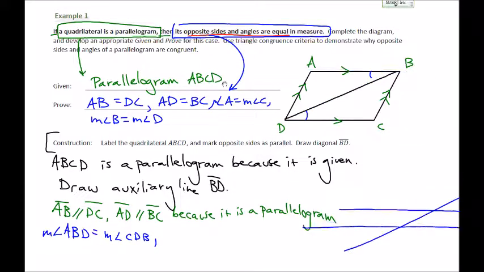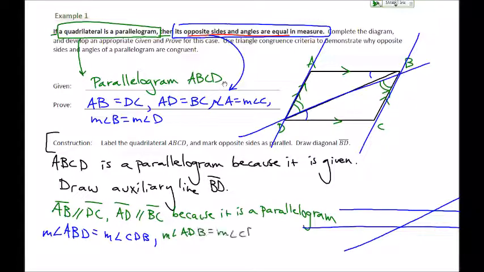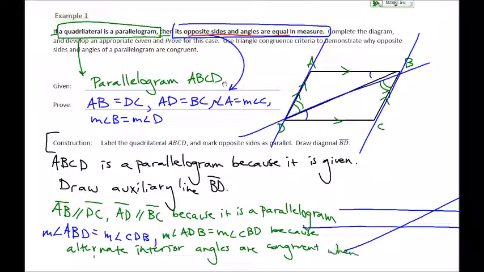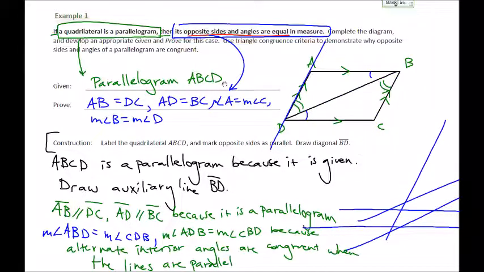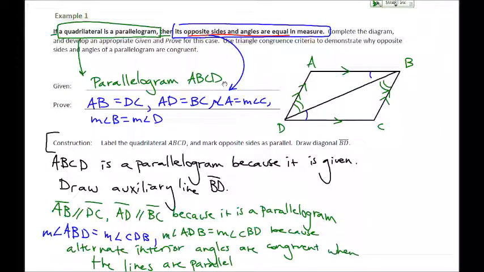Also, if we look at AD and BC as being parallel lines, and again DB as the transversal, we also have ADB being congruent to CBD for the exact same reason. They're alternate interior angles. That's everything I can get from the given, from parallelogram ABCD and the auxiliary line.